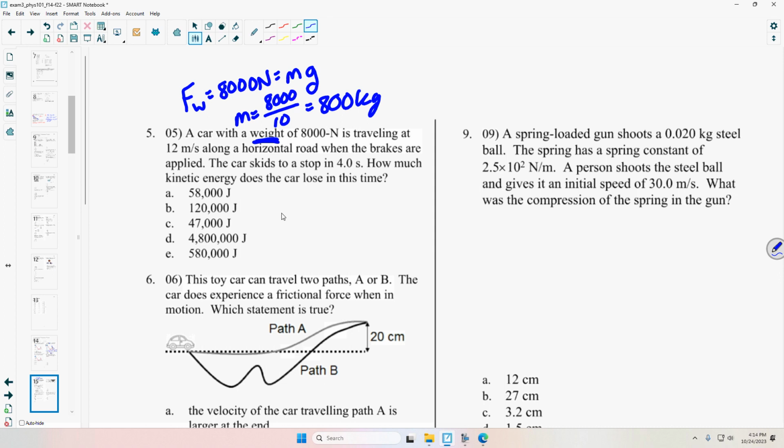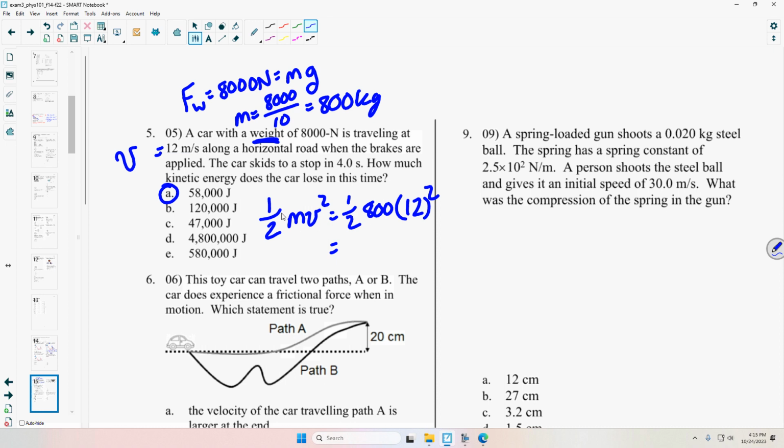That's a light car. Oh, no, it's not. It's a mass of 800 kilograms. And if it's traveling with a speed of 12 meters per second, then I can find its kinetic energy, just 1/2 mv squared, 1/2 of 800 times v, which was 12 squared, 400 times 144. 58,000 joules.